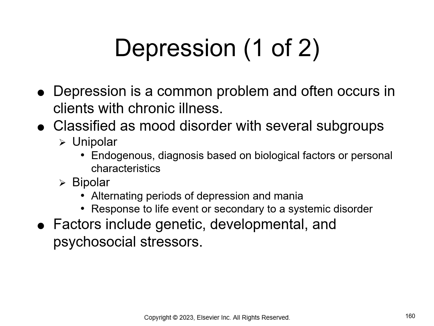Then we have depression. It's a common problem and it often happens in people with chronic illnesses. It's classified as a mood disorder with several subgroups. There's unipolar, which is endogenous. It's diagnosed based on biological factors or personal characteristics. And then there's bipolar, which is alternating periods of depression and mania. It's a response to a life event or secondary to a systemic disorder. Factors include genetic, developmental, and psychosocial stressors.